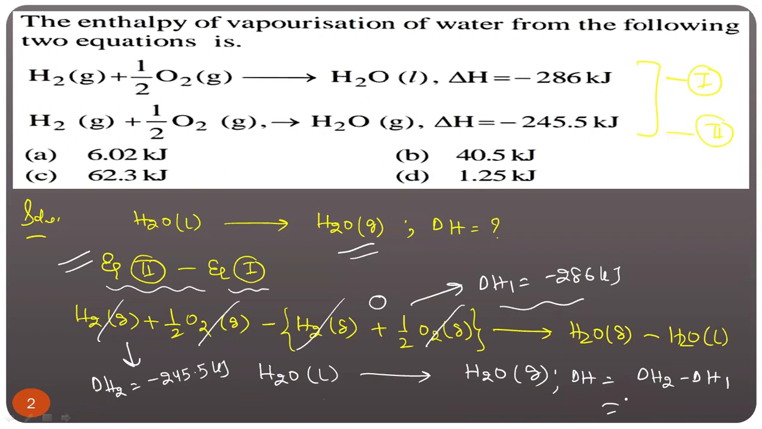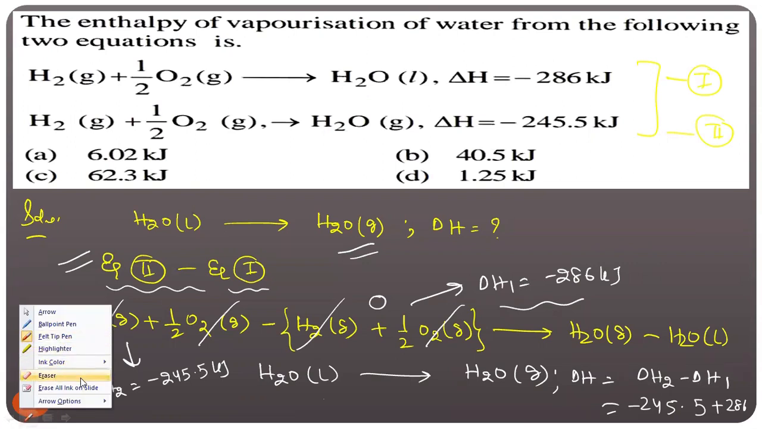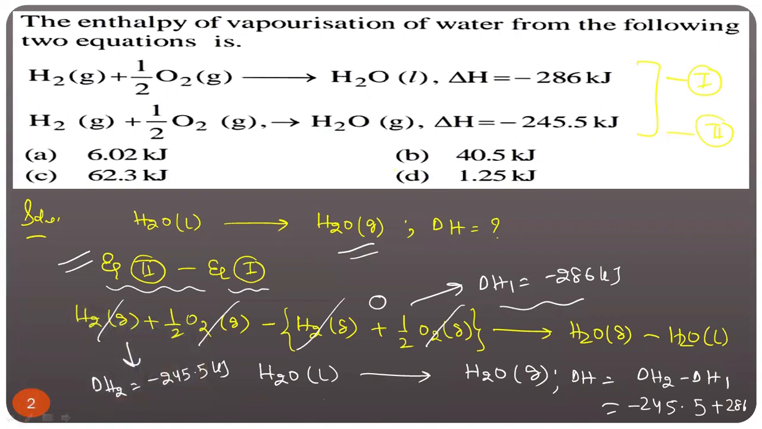So delta H2 is minus 245.5, and what is delta H1? Minus 286. Now minus minus becomes plus, so what will the answer be? That is around 40, I think. Yes, around 40.5. So the answer of this question is 40.5.